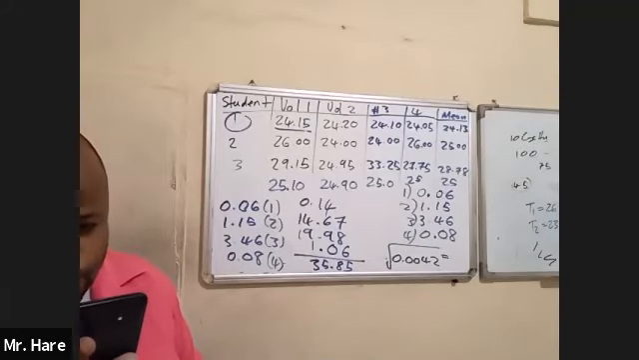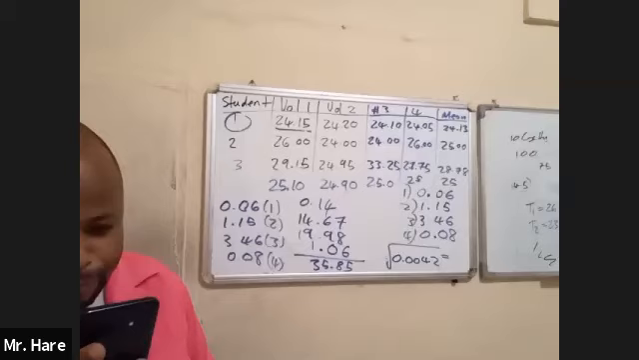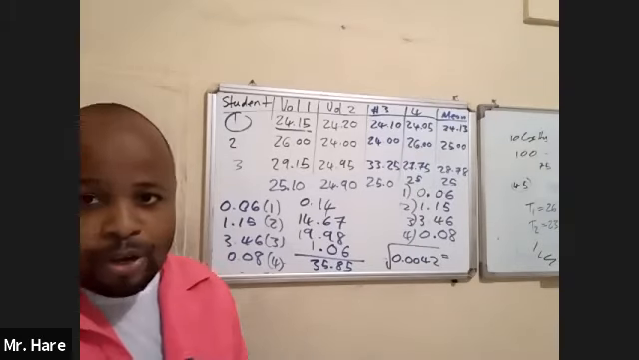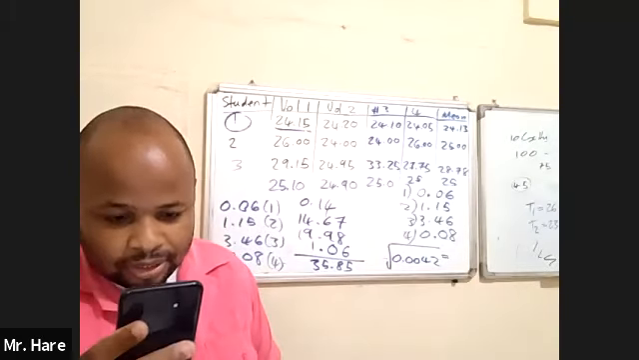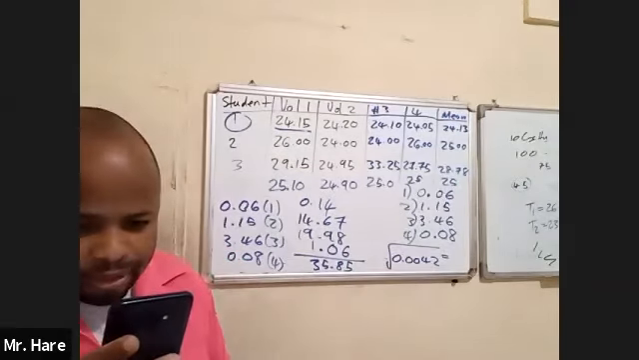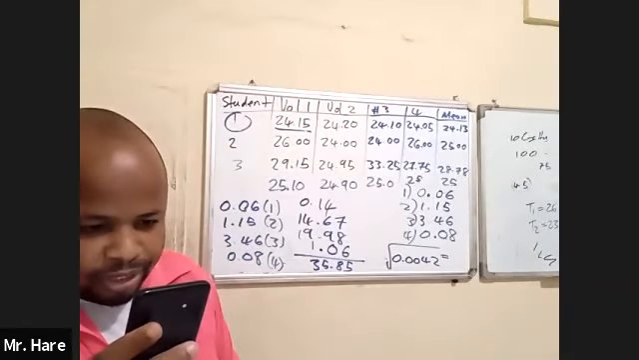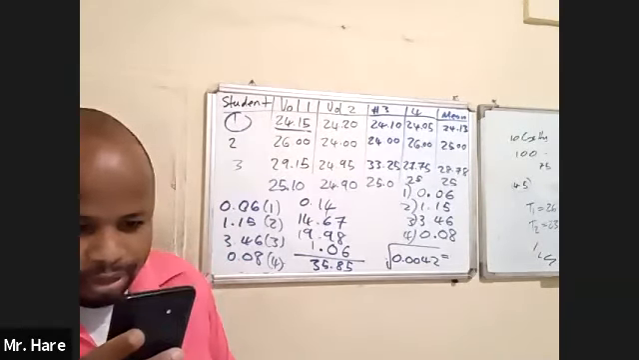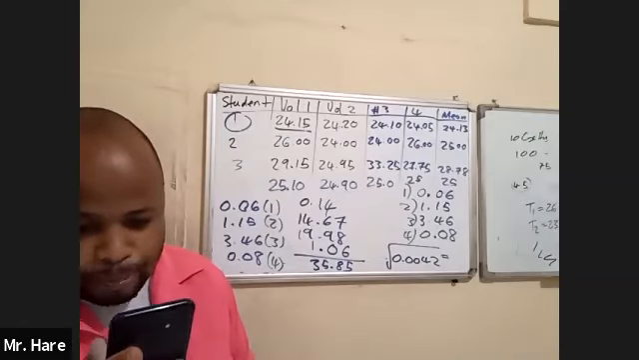Student 1 is precise but not accurate. Student 4 is both accurate and precise. And 2 and 3 are neither accurate nor precise. Right, 3 is neither of them. So 4 is both accurate and precise.